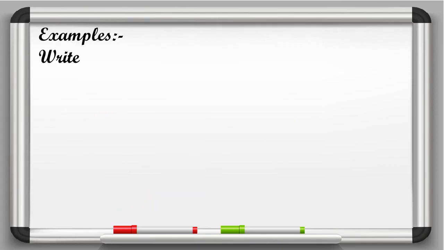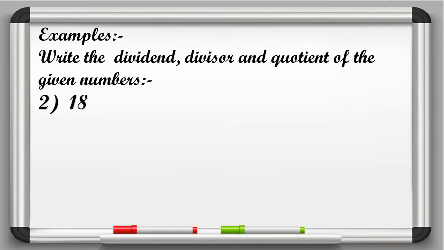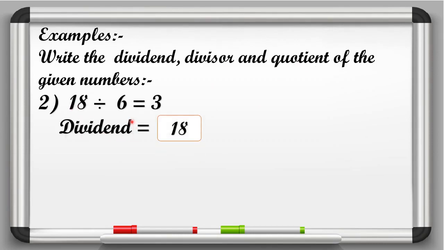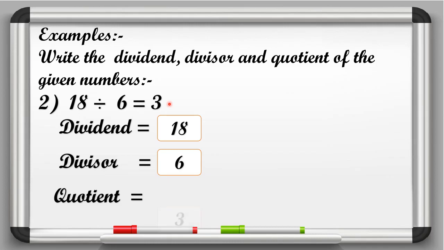Now see another example of it, that is 18 divided by 6 is equal to 3. It is given to us. So again we have to find out which is the dividend, which is the divisor and which is the quotient. So here we have to divide 18. So 18 is the dividend. Okay. And kitne logo mein hame use distribute karna hai 18 ko? 6. So here 6 is the divisor. Okay. And 3 is the quotient, because after dividing these two numbers, the answer found is 3. So here quotient is 3.